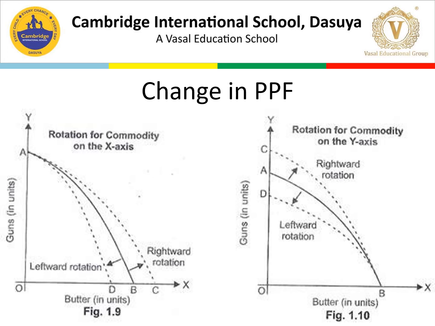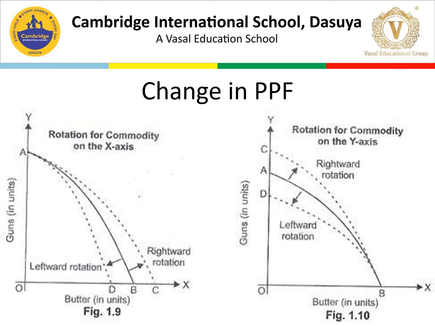The first we are discussing now is rotation of PPF. When we talk about PPF's rotation, the first is leftward rotation, another is rightward rotation. When we see a change in just one of the commodities, it will lead to this rotation. So in the first picture, figure 1.9, we have two combinations. On the y-axis we have guns in units, and on the x-axis we have butter in units.